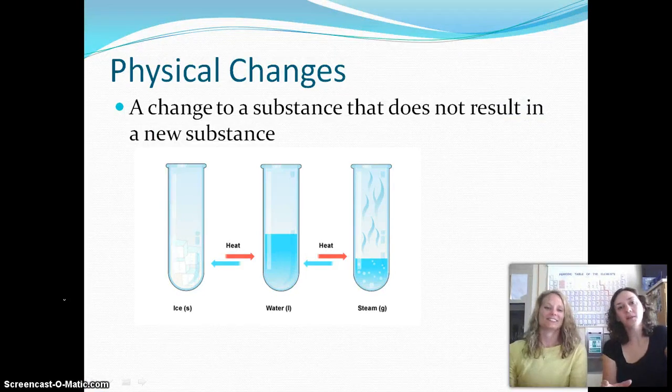Okay, physical change. Again, physical properties are things that you can just observe, and you're not changing the composition of the substance. So, a physical change is a change to a substance that does not result in a new one.